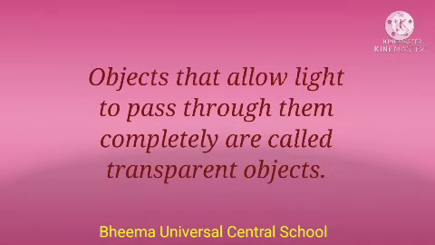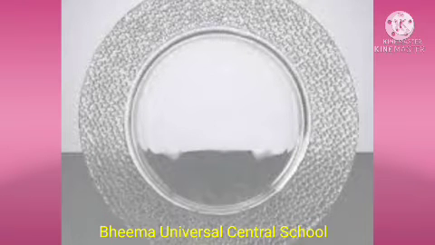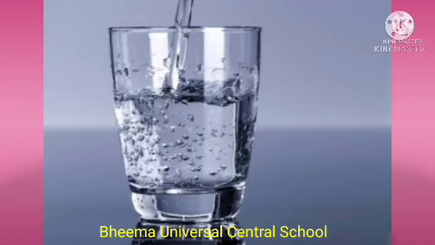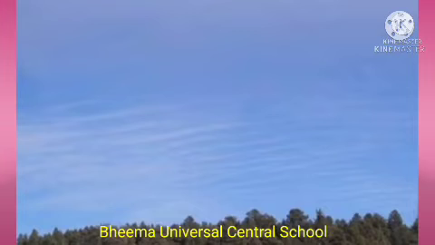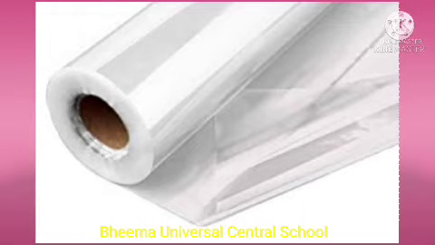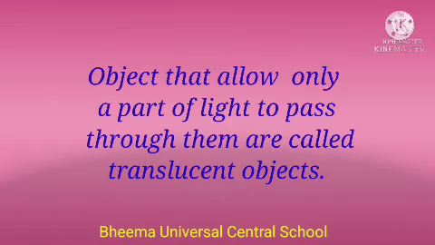Objects that allow light to pass through them completely are called transparent objects. Tell me some examples. Very good. Glass, water, pure air, plastic and cellophane sheet.